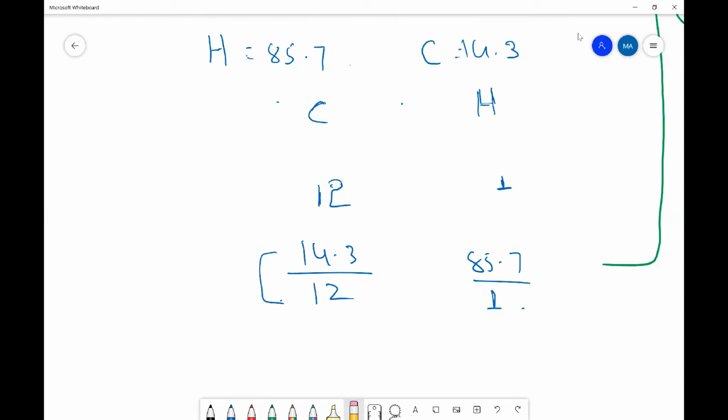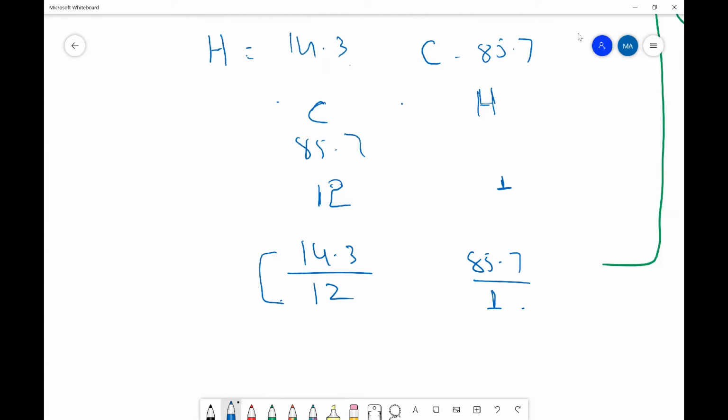Sorry. Yeah, 85.7 carbon and hydrogen is 14.3.